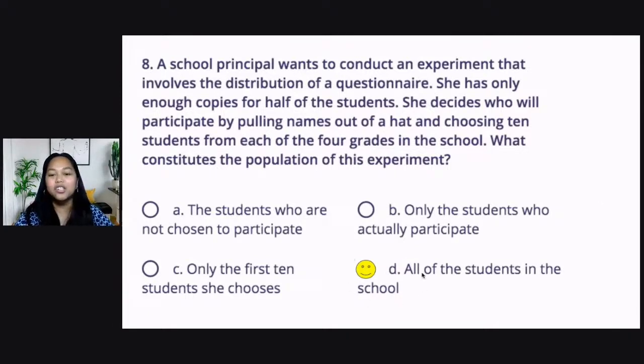Okay, the correct choice here would be all of the students in the school because we are looking for the population. If it's just your sample, it would be the students who actually participate. Okay, so i-break down yung question.